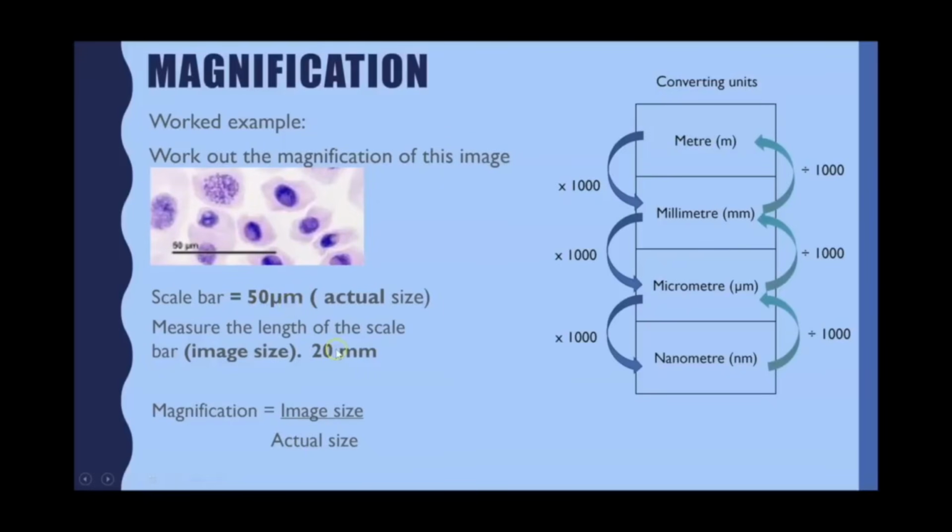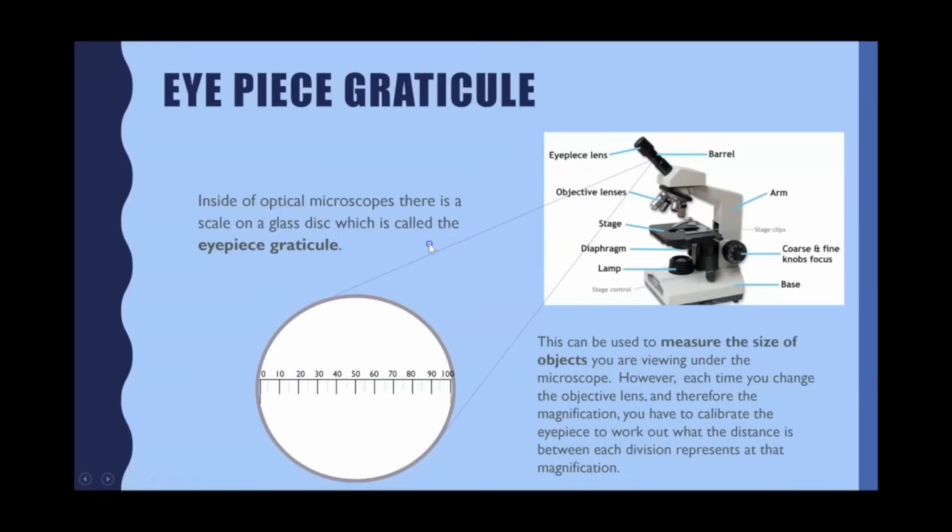But we need to get those into the same units. So I'm going to convert 20 millimetres into the micrometre units to match the scale bar. So I need to do 20 times 1,000. So that gives me 20,000. That is our image size, divided by our actual size, which is 50. So our magnification of this image is 400 times magnification.